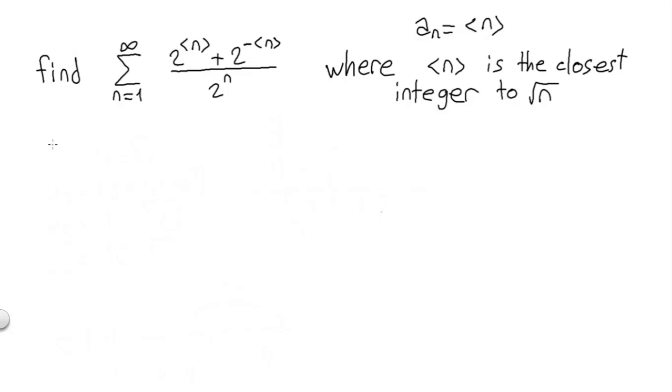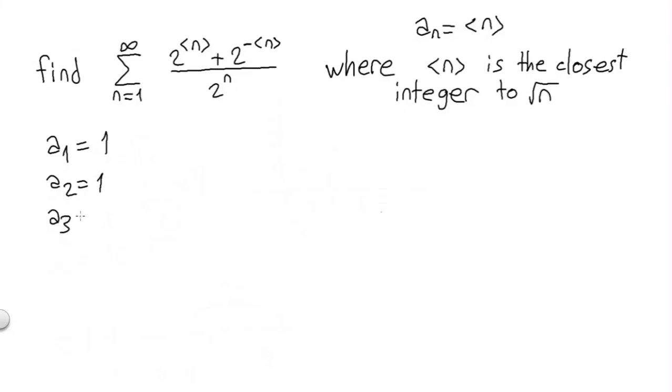For example, a_1 is the closest integer to square root of 1. Square root of 1 is just equal to 1, so it's just 1. For a_2, it is the closest integer to square root of 2. Square root of 2 is about 1.4, so 1.4 is closest to 1 rather than 2 because it's just less than 1.5.